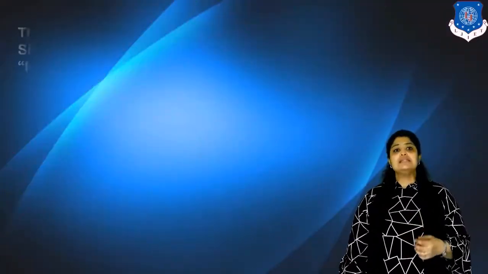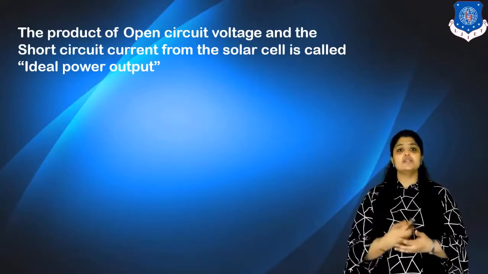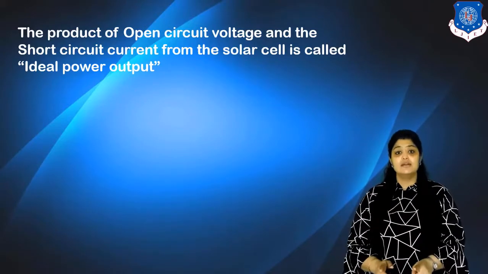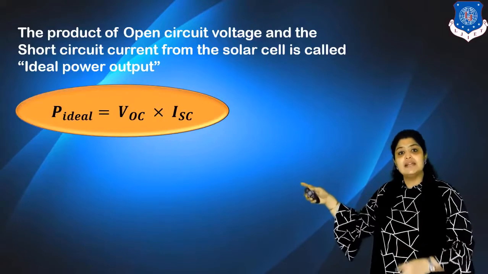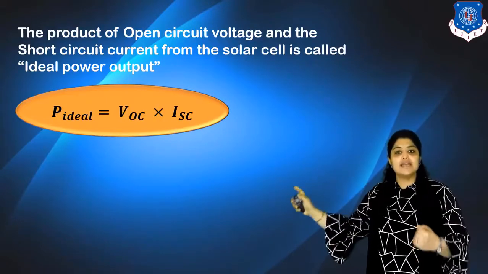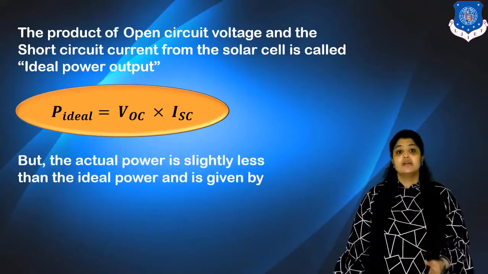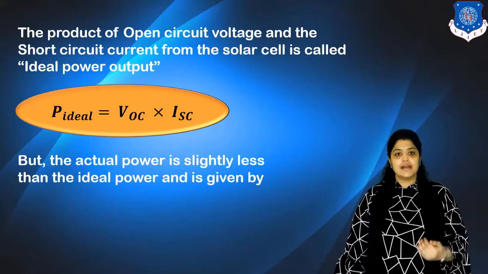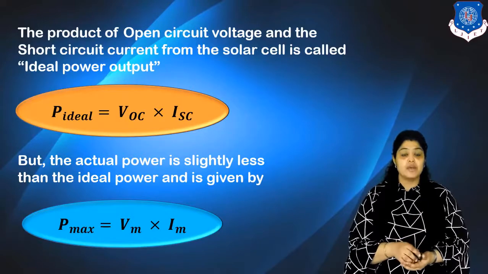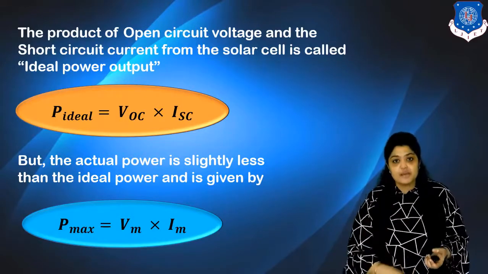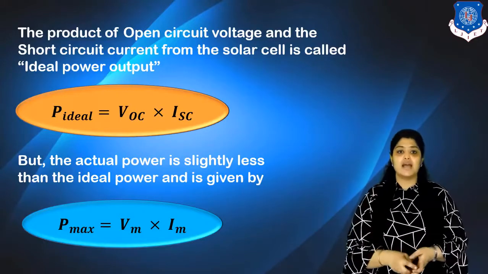Now, the product of open circuit voltage and short circuit current from the solar cell is known as the ideal power output, and we can say that P ideal is equal to VOC into ISC, that is, open circuit voltage into short circuit current. But actual power is slightly less than the ideal power, and it is denoted as P max is equal to VM into IM. So instead of VOC, the voltage we measure is VM, and instead of ISC, the current we get is IM.